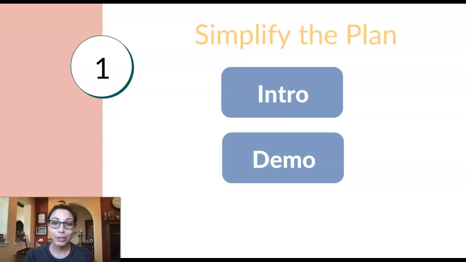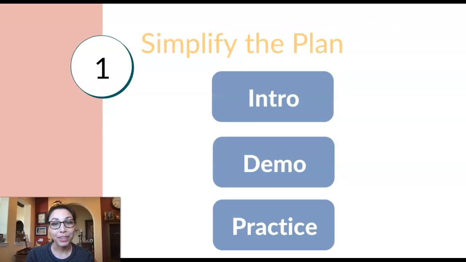The next piece of the puzzle is a demonstration. They need to be able to see this concept in action. So this doesn't have to be like a physical demonstration, but maybe examples of how this concept is applied. The last piece of the puzzle of simplifying the plan is just to give them some practice. Now, this doesn't have to be an elaborate project or assignment, just some practice applying the concept.